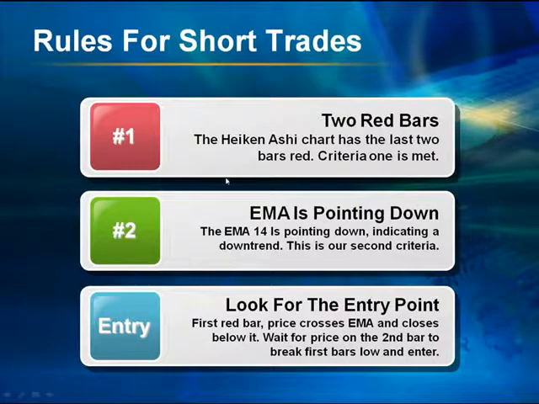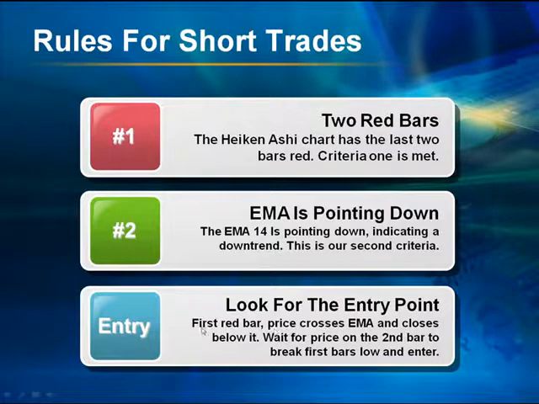When we're looking at the charts, the rules are for finding an entry point. We need to look to find two red bars. So the Heiken Ashi chart has the last two bars as red. That is criteria 1. If we've established that that criteria is met, then we look for the EMA 14 to be pointing down, and that's our second criteria. So if both of those criteria are met, we then look for the right entry point.